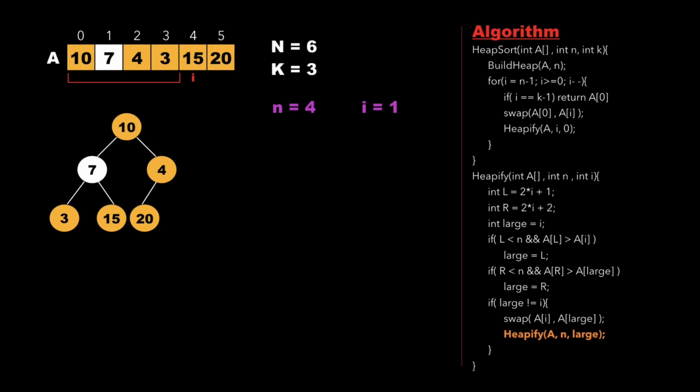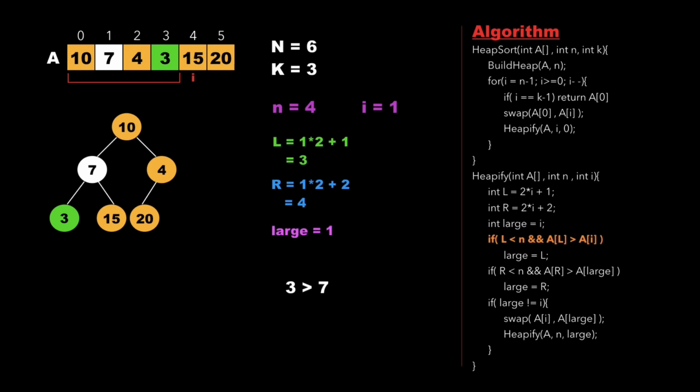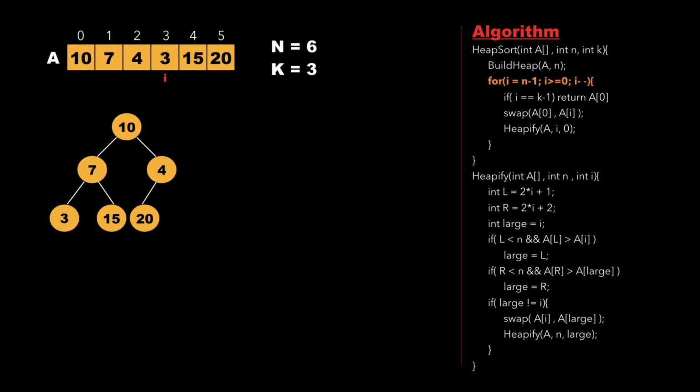for the value of I as large, that is we call heapify function for the node 7, where we again calculate the value of left and right child as 3 and 4, initialize large to 1, check whether 3 is greater than 7. Since it is not, we do not check the right child value since we are restricting to the first 4 elements. Then we check whether large is not equal to I, that is 1 is not equal to 1, but in our case 1 is equal to 1, therefore we exit the heapify function and decrement the value of I.